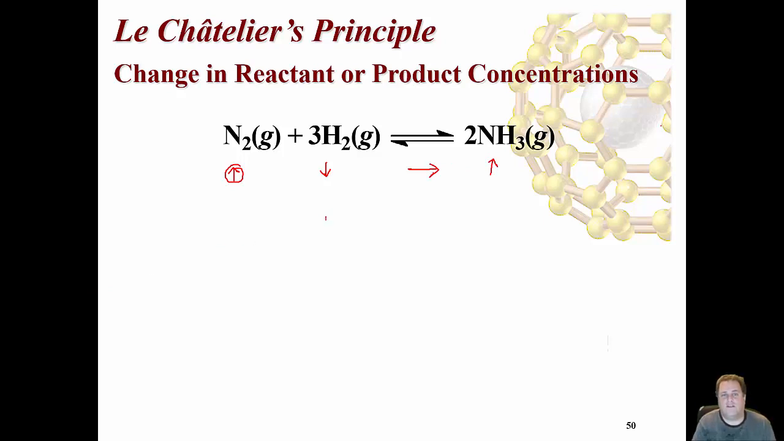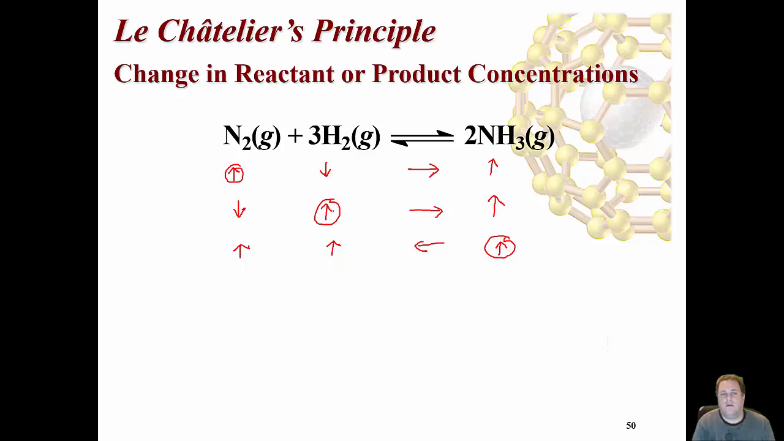If we increase H2, what should happen? Well, again, the stress is too much of something on the reactant side, so we should shift right. Again, shift right means that goes up, and any of the other reactants go down. Likewise, we could add NH3, again circling it because that's what we are changing. So it's going to shift left, which means these are going to go up.